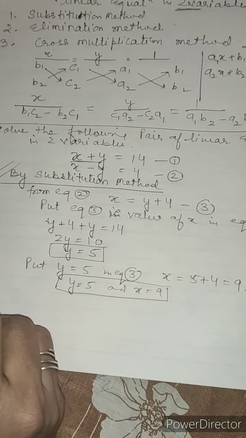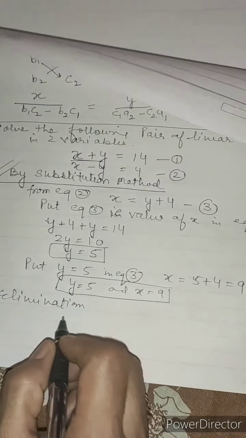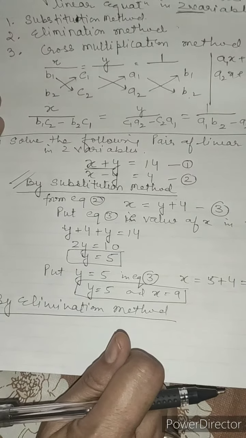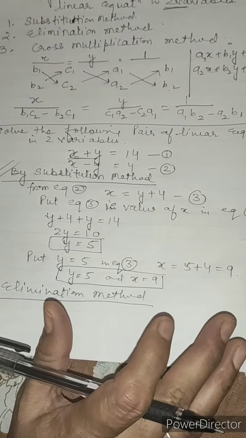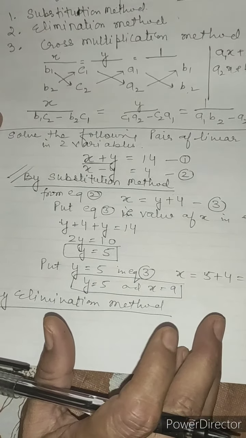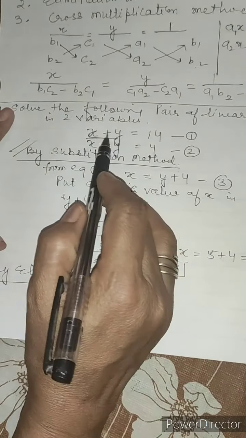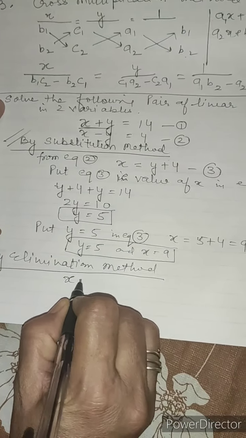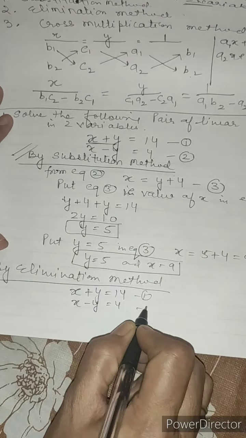Now let's do it by elimination method. Elimination method I discussed just now. I said that we make the coefficient of one of the variables the same by multiplying both the equations with any number. So we eliminate one variable, we will be left with the equation with the second variable, find out the value and put the value of this variable in any of the equations, you will get the first variable. So the same question we will solve. Equations are x plus y equal to 14, x minus y equal to 4, let it be 1, 2.